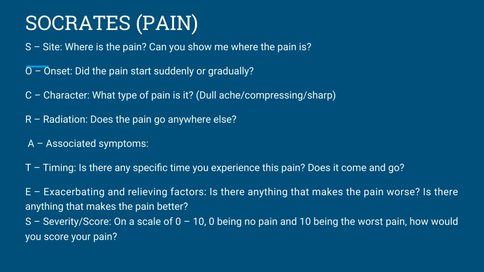Okay, so when we're discussing SOCRATES, S stands for site. So you need to ask the patient where exactly the pain is. You can ask the patient to point at exactly where the pain is, and then moving on, you have O, which stands for onset. Onset means that you need to ask when and how the pain started. So did it start suddenly? Did it start gradually? How many days or how many hours has it been?